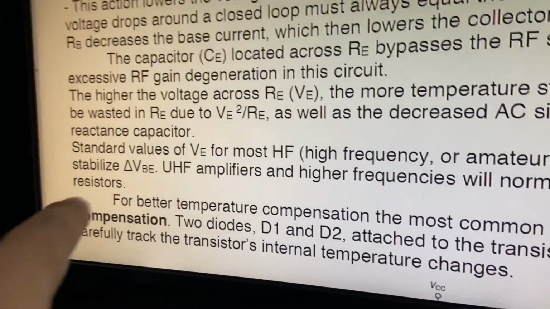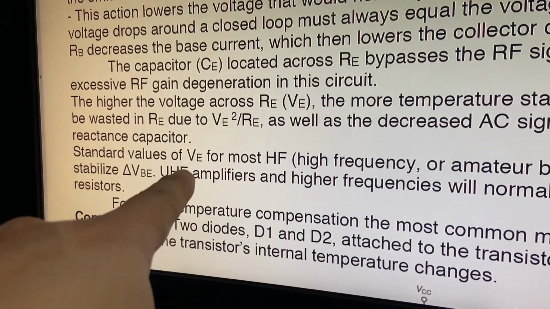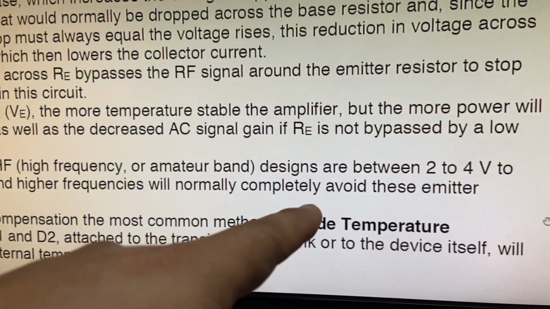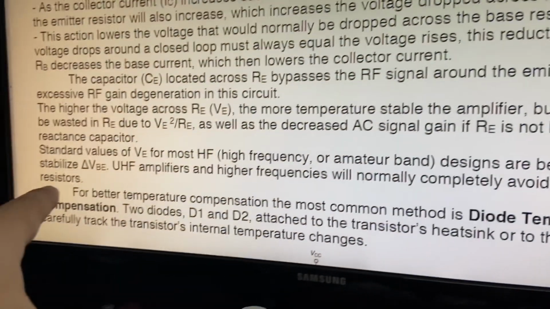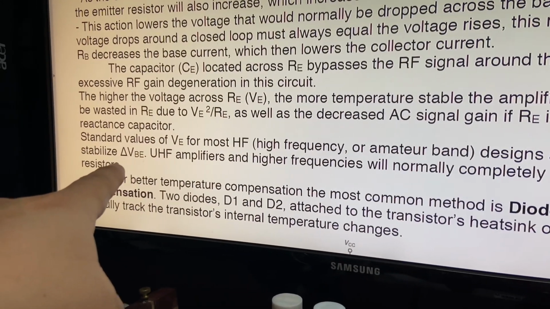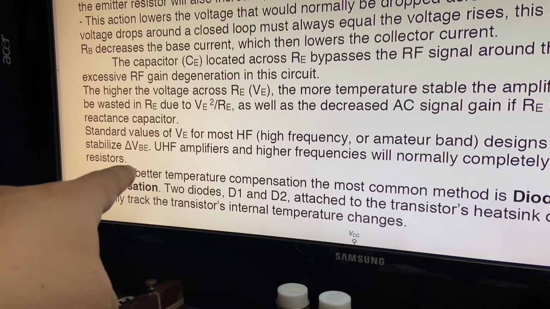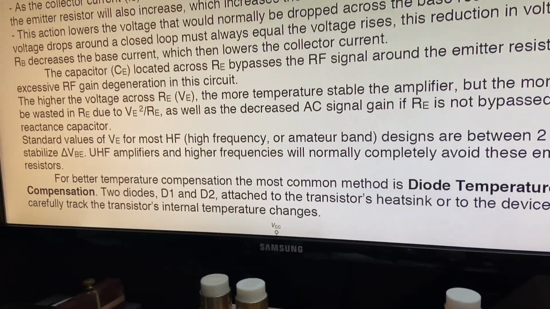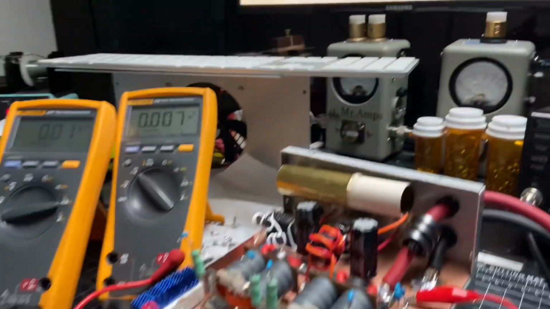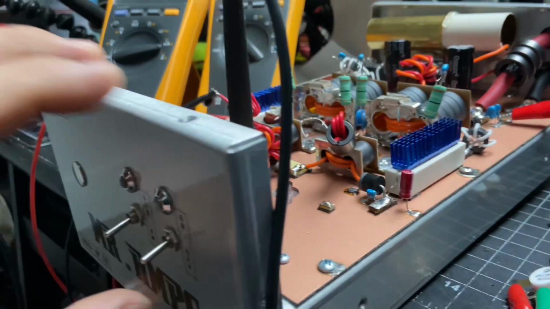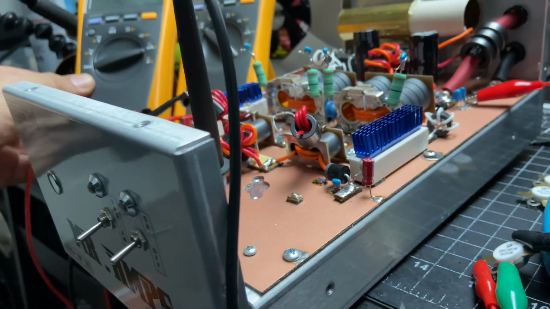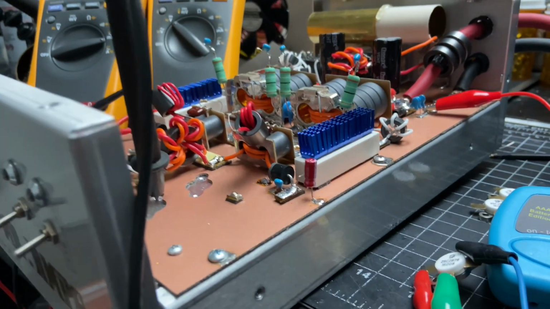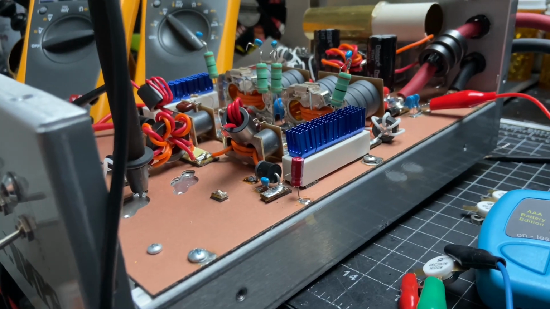If we read here where it says the standard values of voltage emitter for most HF, high frequency, or amateur bands are between 2 to 4 volts. To stabilize voltage base emitter, UHF amplifiers at high frequencies will normally completely avoid the emitter resistors. That doesn't apply to us because we're doing an HF amplifier. So I'm just gonna show you guys real quick what they mean by that, okay? And I'm also gonna show something that I don't think I've ever seen in a video out there.